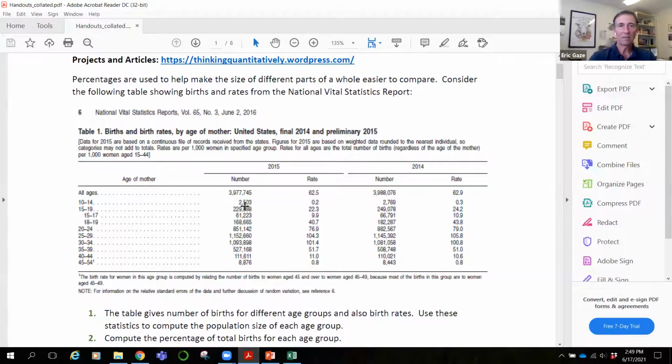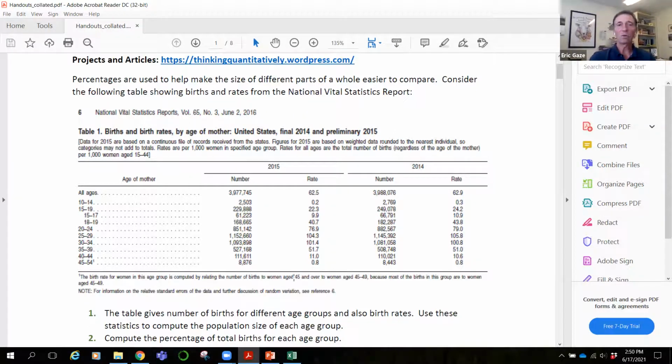So the first question we could ask is, okay, using this birth rate, which again, this is what the data table is giving us. It's giving us the raw number of births and then the rate. We need to understand, is this a rate per 100 women, per 100 people, per 1,000 women? So students have to carefully read the data table. And we can see right here that it's rates per 1,000 women.